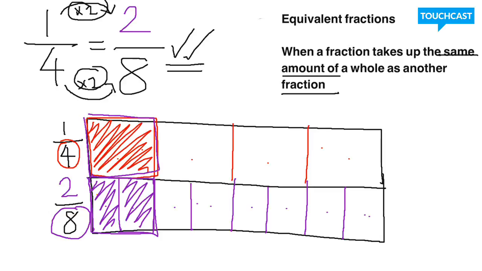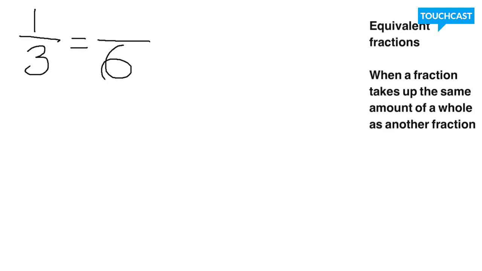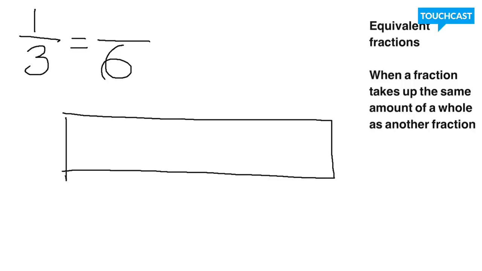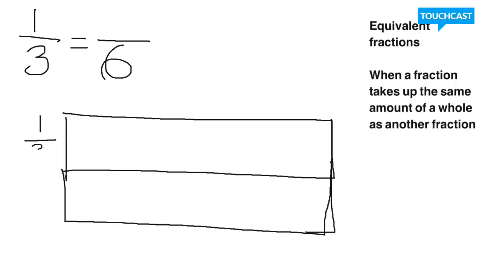Let's take a look at another example. Okay, 1/3 equals blank sixths. So let's get started right away with our fraction bar. Draw 1 fraction bar and the second one. They're the same size whole. There we go. So we have 1/3 on top. Now thirds are a little difficult.